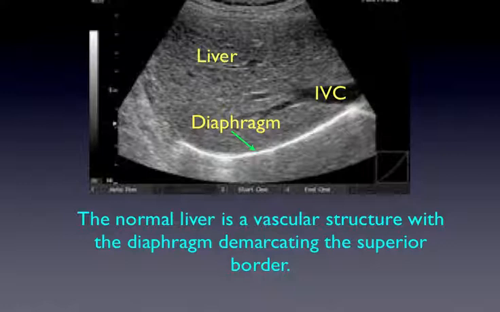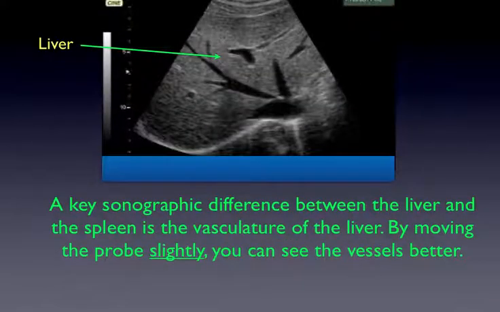Sometimes you can't see all the vascularity, but just by changing the axis of the probe by 5 degrees or so, you can get this image. Now in this image, we have the liver marked with the green arrow, and we have the hepatic veins draining into the inferior vena cava at the inferior aspect of this image.